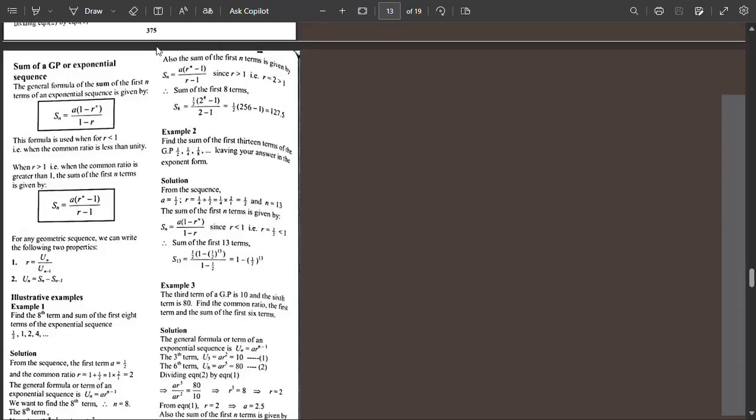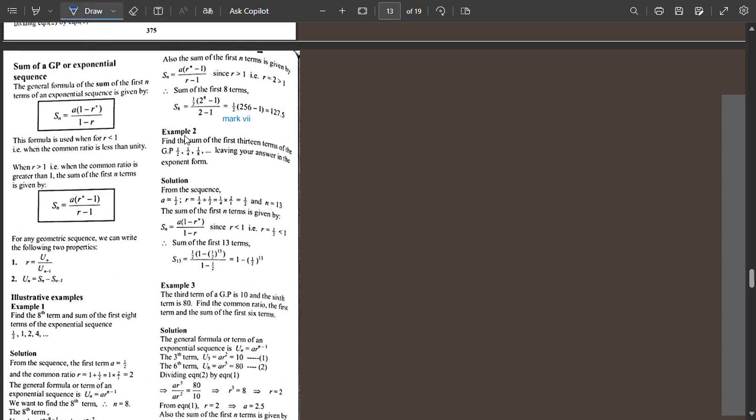Examples on how to solve the sum of a GP or an exponential sequence, right? That was Mark 6. So this will be Mark 7. Perfect. So on Mark VII, we'll continue with some of the examples.